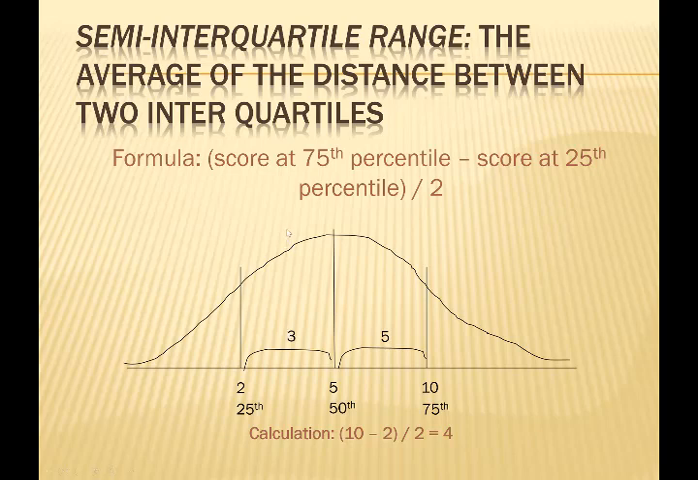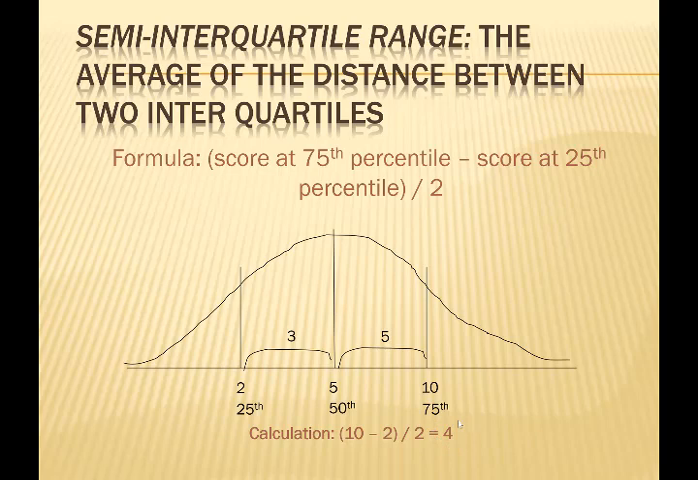Another way to calculate, which uses the formula here, says score at 75th percentile minus the score at 25th percentile divided by 2, is really doing the same thing. You get the same answer, but it's a bit easier, where you take the number at 75th, which would be 10, and subtract from that the score at 25th, and take the average. So the answer there is 4.